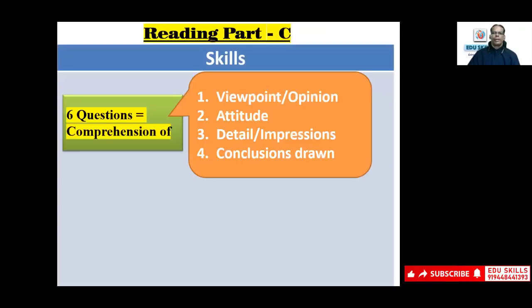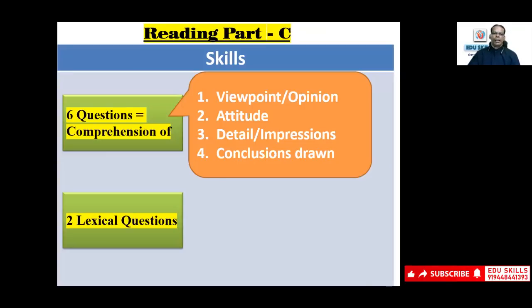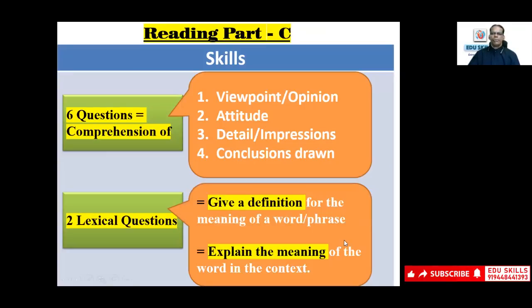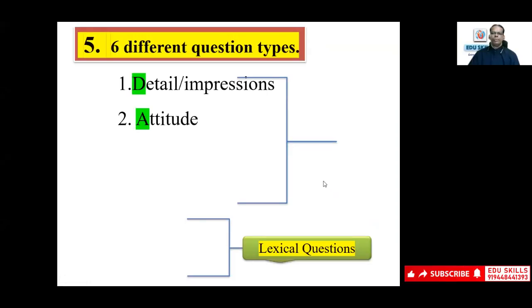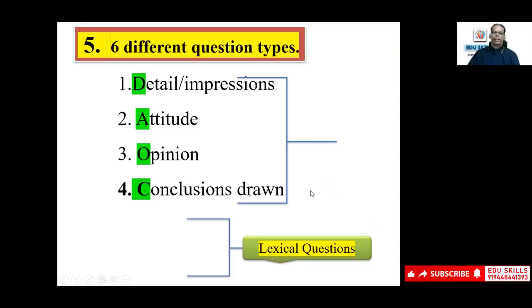Reading part C, skills. 6 questions: comprehension of viewpoint or opinion, attitude, detail or impressions, conclusions drawn, and 2 lexical questions. One gives a definition for the meaning of a word or a phrase. The other will explain the meaning of the word in the context. So the 6 different questions, as you know, just to have a glance: detail or impressions, attitude, opinion, conclusions drawn, vocabulary, and reference. These are known as lexical questions.